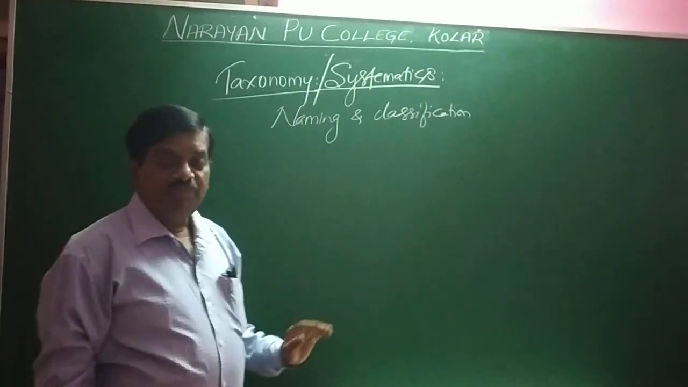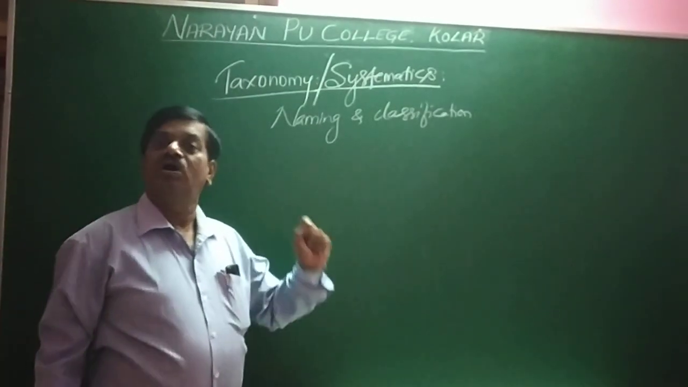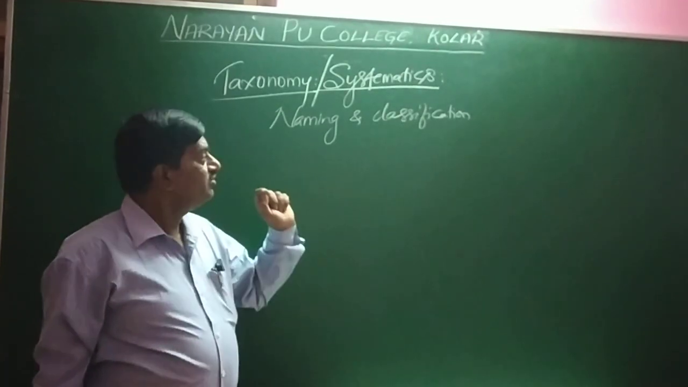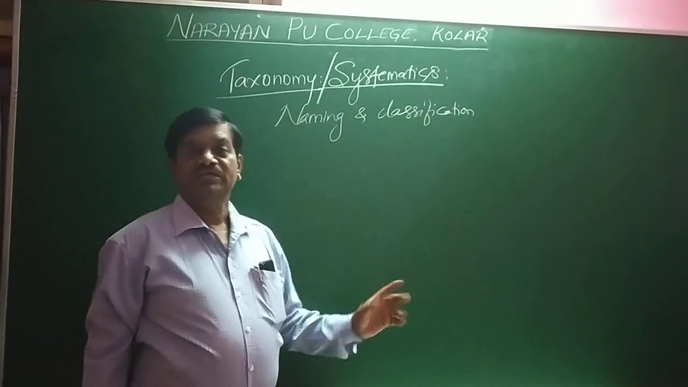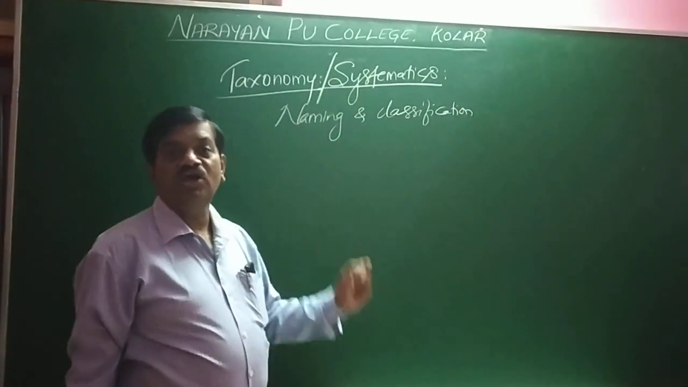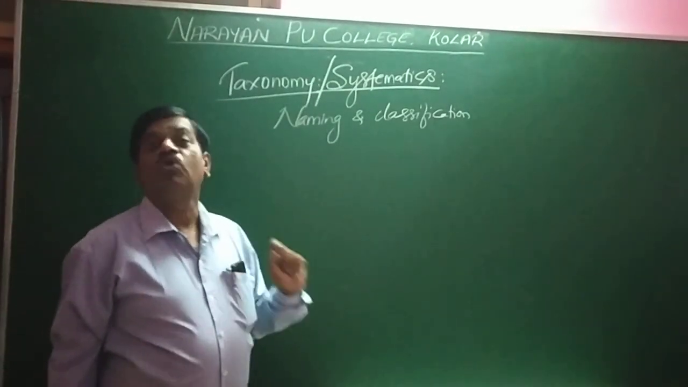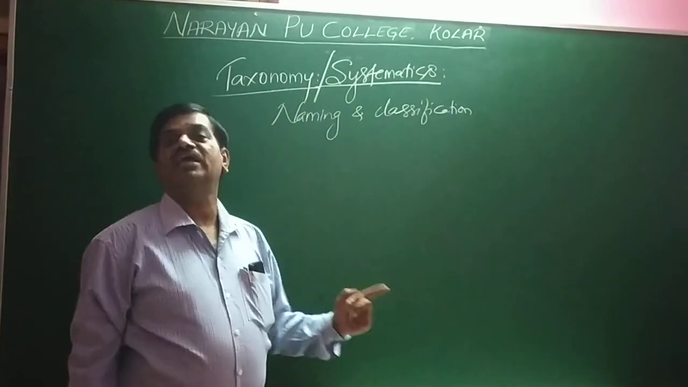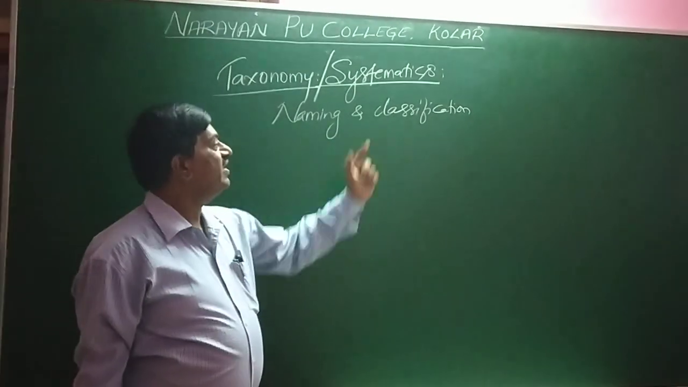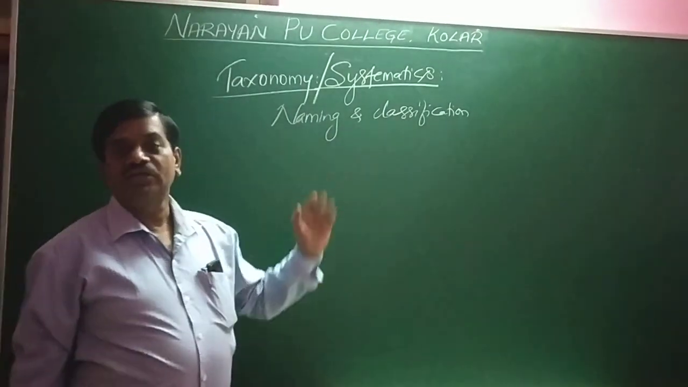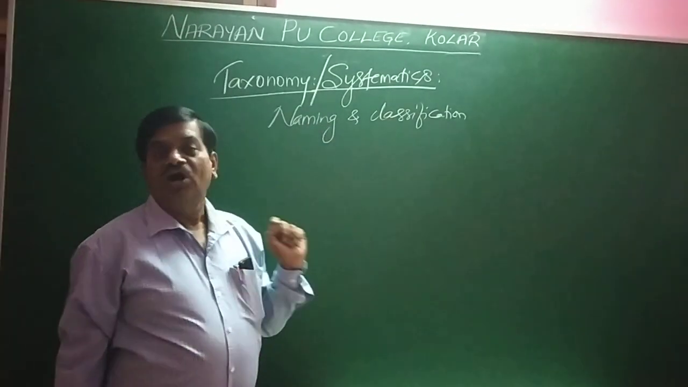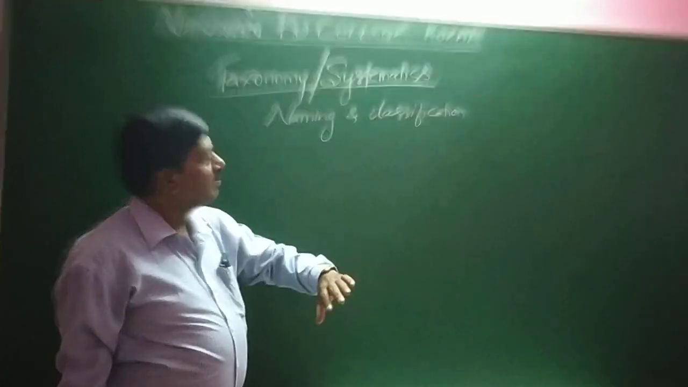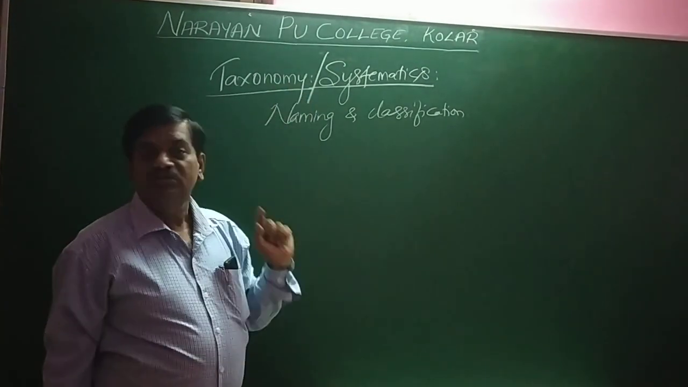Here, it may be plant examples or animal examples. So when you take one plant, we are going to see the plant, describe the plant, name a plant. Naming of a plant is called nomenclature. After naming an organism, we are going to classify that plant in a particular group. Naming and classification of an organism, either plant or animal, comes under taxonomy.